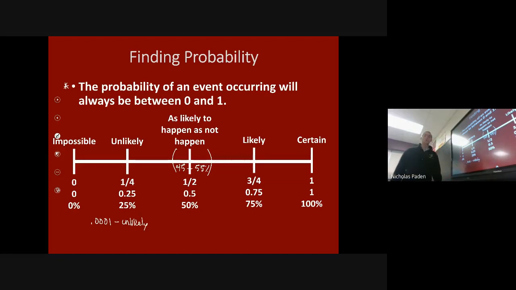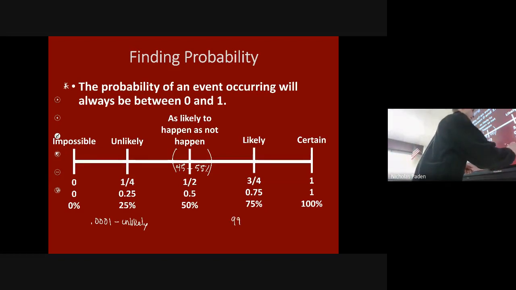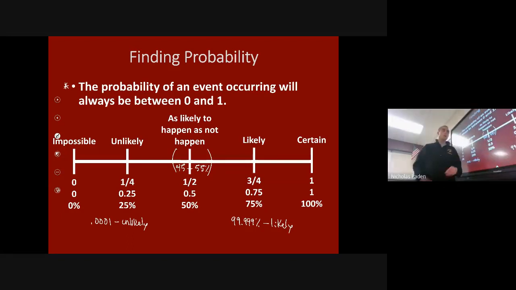Because if the probability is 0.0001, is there still a chance that it could happen? Yes, there is. Is it probably going to happen? No, it's unlikely to happen. Same thing as if you had a 99.999% chance. That is not certain. That is just likely, because there is still a chance that it does not happen. So it's only impossible if it's 0%, and it's only certain if it's 100%. Anything else in between there is either unlikely, likely, or just right in the middle.